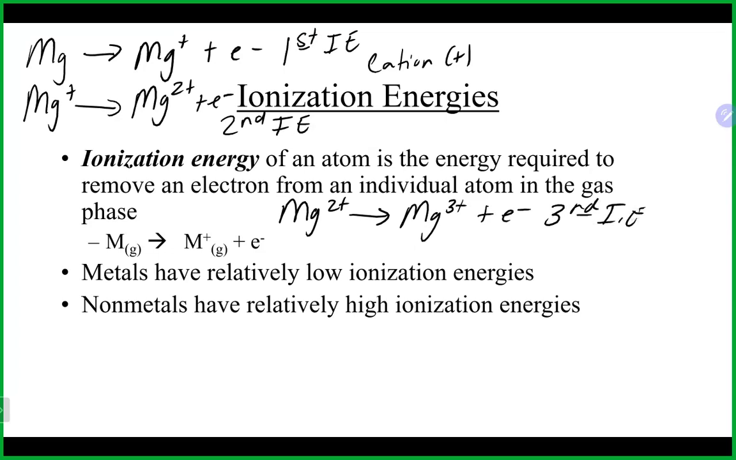If you had to take a guess, which one is easier to do? Is it easier to remove the first electron or the second?